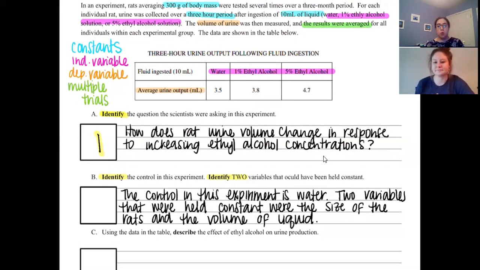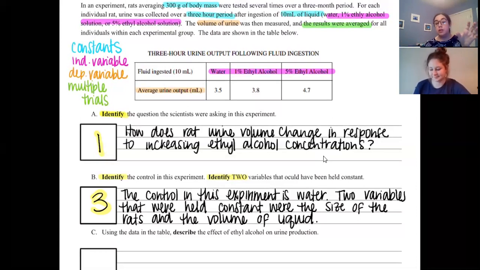Now, because College Board is asking you to identify the control, that's 1 point, and identify 2 variables. The first one you list is the second point. The third one you list would have been the third point. So this question is worth a total of 3 points. Can you get partial credit? Yes, you can. So if you didn't identify the control correctly, but you got the other 2 variables, you'd earn 2 out of the 3 points.